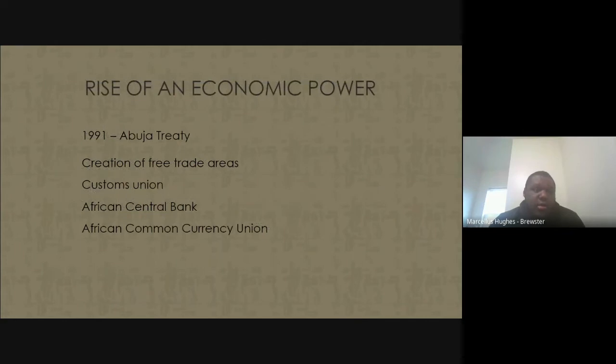Rise of economic power. The 1991 June Treaty and the creation of free trade areas, customs union, and African Central Bank and African Common Currency Union.